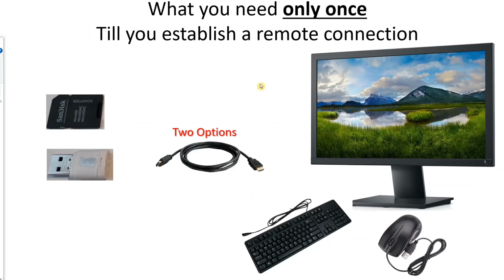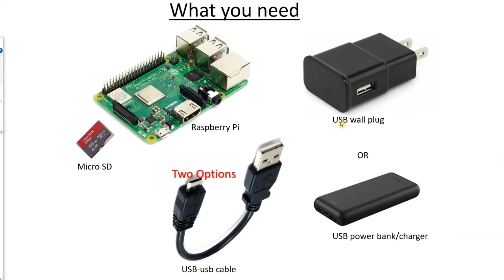Now you don't need any of these. You can return them if you've borrowed them from a family or friend. And these are what you need to use from now on. The Raspberry Pi, the micro SD, you can keep it plugged in all the time. A cable to charge the Pi or to power it on. The end of the cable will be either a wall plug or power bank or a USB charger.